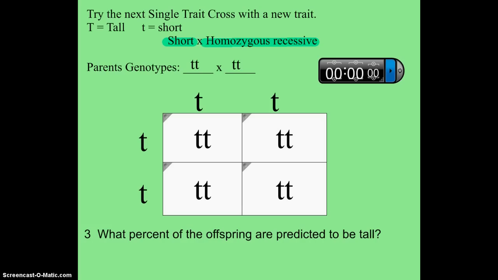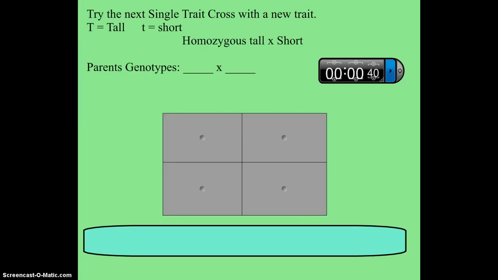Somewhat of another trick question. In order to receive tall, what kind of letter do you have to have? At least a big T. So if you put for this answer 0%, you are correct. Let's try the final practice problem.